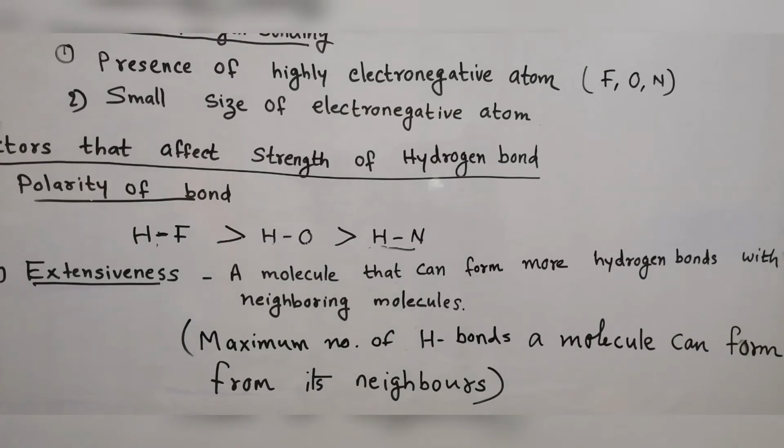The second factor is extensiveness. It is the maximum number of hydrogen bonds a molecule can form with its neighbors. So extensiveness means a molecule that can form more hydrogen bonds with neighboring molecules.